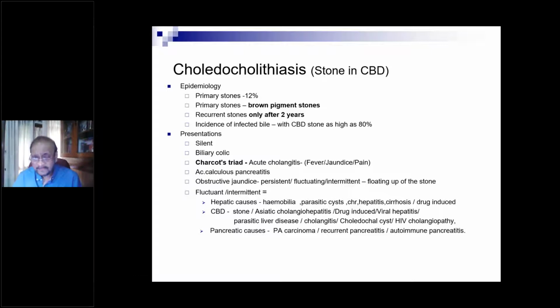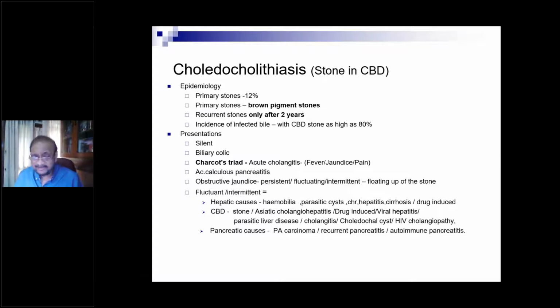Chronic hepatitis, cirrhosis, drug-induced. These are all causes which can be confused with an obstructive jaundice in that particular patient, right? Then CBD causes, which are perhaps the most important causes. Number one, stone. We already talked about the stone. Number two, Asiatic cholangiohepatitis, primarily because of a worm lying inside the CBD. That worm gets dislodged from that particular area, and the jaundice disappears. Drug-induced, viral hepatitis, parasitic liver disease, cholangitis, choledochal cyst, and HIV cholangiopathy. These are some of the causes. That doesn't complete the list, but these are some of the important causes.